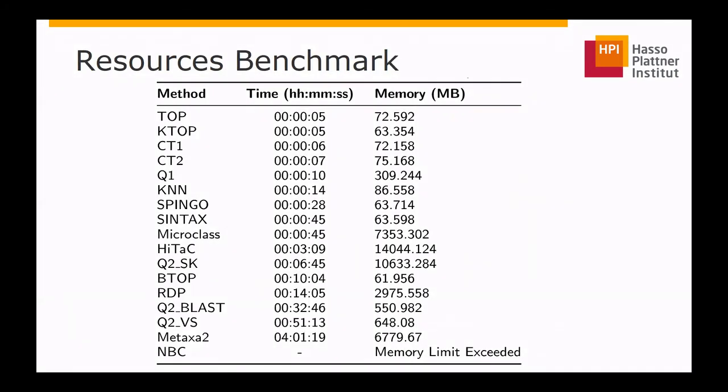Extending upon the TAXXI benchmark, we performed a resources benchmark to assess whether HiTaC's algorithm is fast enough when compared with state-of-the-art algorithms. For the dataset with 90% identity, we can see that HiTaC takes about 3 minutes and a maximum of 14 gigabytes of RAM to complete. Methods that run in seconds are implemented in C or C++, while the slower methods are either homology-based or implemented in interpreted languages like Python, which is the case for HiTaC.